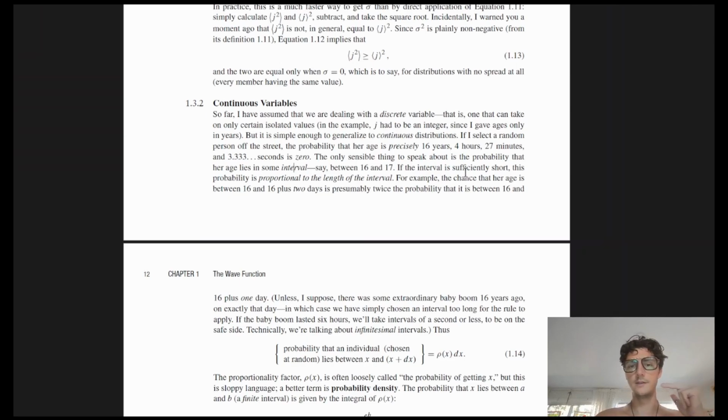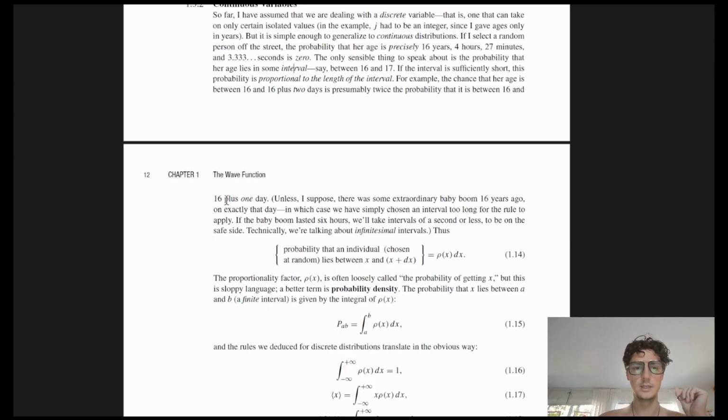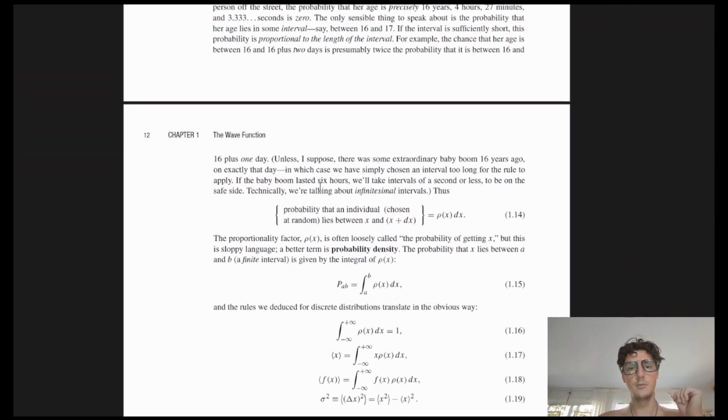If the interval is sufficiently short, this probability is proportional to the length of the interval. For example, the chance that her age is between 16 and 16 plus 2 days is presumably twice the probability that it is between 16 and 16 plus 1 day, unless there was some extraordinary baby boom 16 years ago on exactly that day, in which case we have simply chosen an interval too long for the rule to apply. If the baby boom lasted 6 hours, we'll take intervals of a second or less to be on the safe side. Typically, we're talking about infinitesimal intervals.